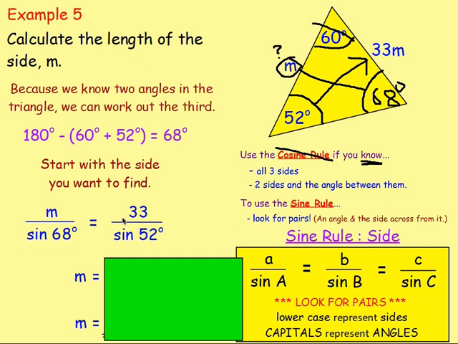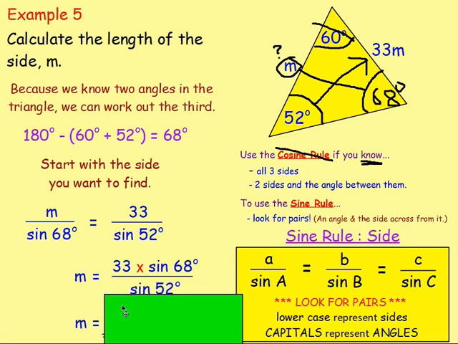And on the other side, we'd multiply this fraction by sine 68. And when you're multiplying, again, it just goes on top. So it's 33 times by sine 68, divide by sine 52. Again, 33 and sine 52 just stay where they are, one on the top, one on the bottom, and we're multiplying by sine 68. If you put that into the calculator, you end up with 38.83 meters. Yeah, that's how you do it.